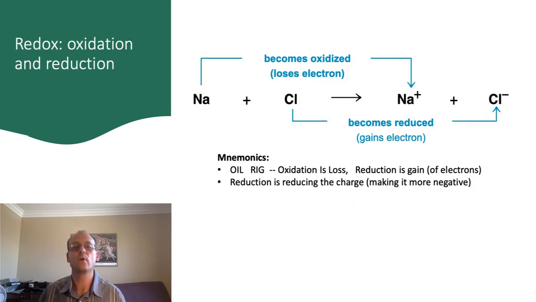One important way in which molecules transfer energy is by transferring electrons during chemical reactions. Reactions like this are called oxidation-reduction reactions, or redox reactions for short. In this simple example, the sodium atom loses an electron and the chlorine atom gains an electron. We say that the sodium is oxidized and the chlorine is reduced.